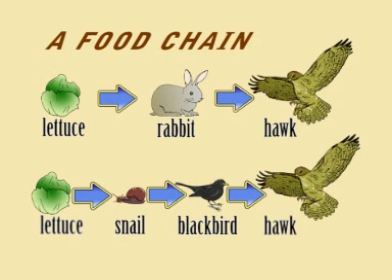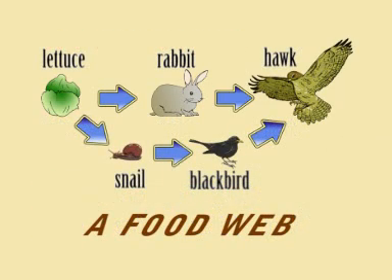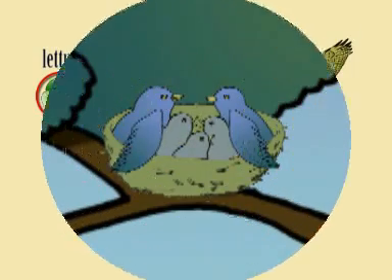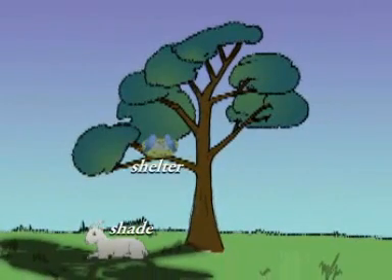In a particular habitat, there may be many food chains, and these can be linked together to form a food web. By tracing back to the start of the food web, we can see that animals are ultimately dependent on plants for all their food. In addition, they depend on plants for shelter and shade.